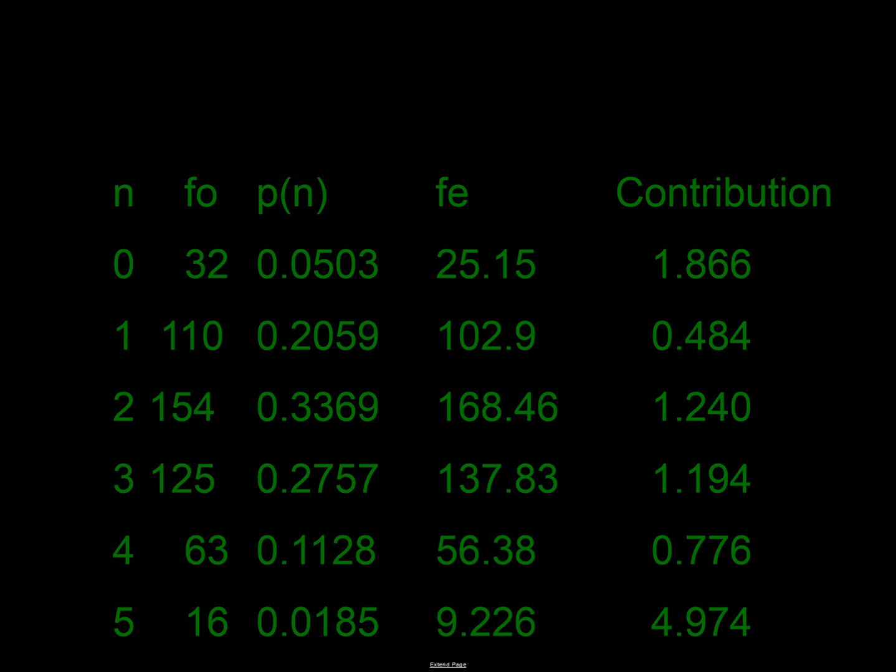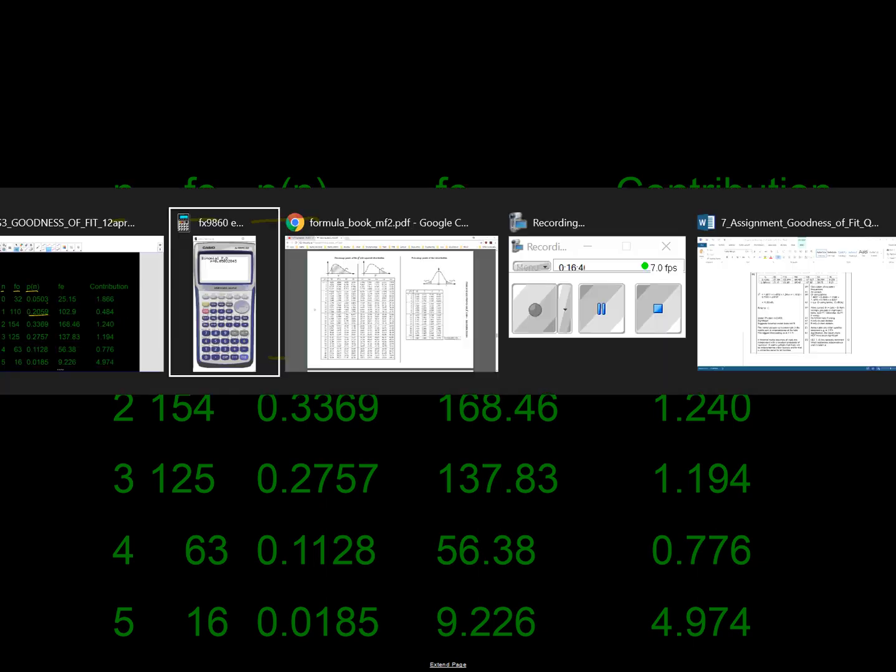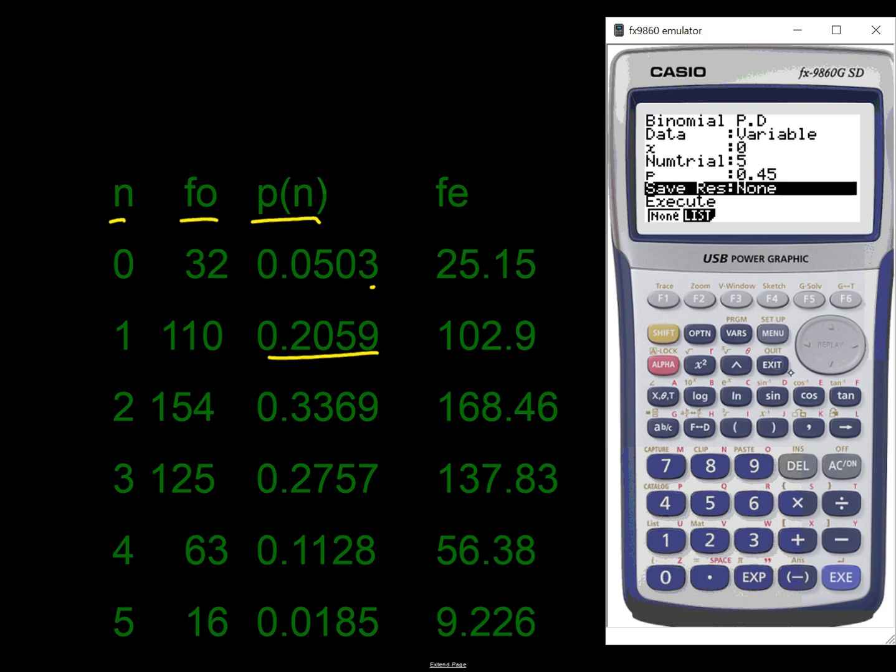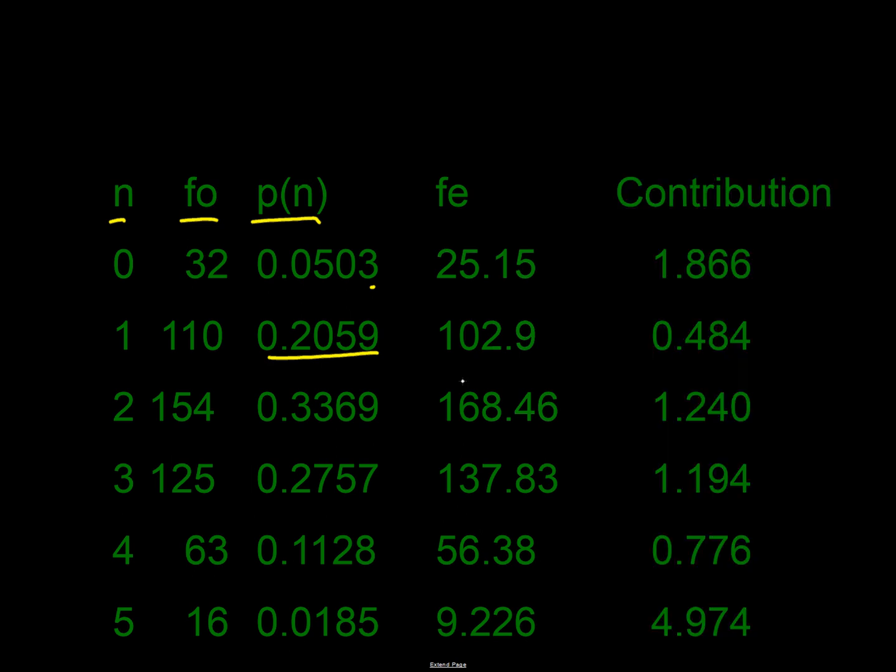So here's my table, here's my number of girls. Here's my actual, the observed frequency. Here's the probabilities, which I could get from a binomial. So if I wanted to get the next one up, this one here, then I can go to my calculator, can't I? And I can change my X to 1 girl now out of 5. That gives me my 2.059, yeah? Multiply that by 500 and I get my expected frequency. And what am I going to do then? I need to calculate my contributions. So I just want to show that I know how to do that.